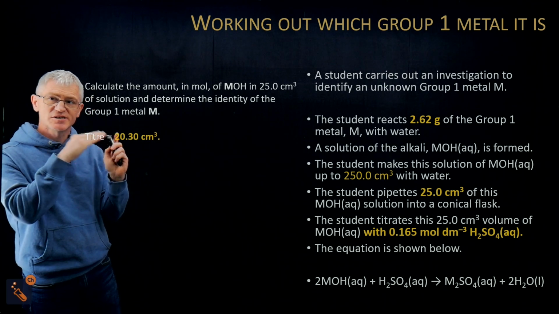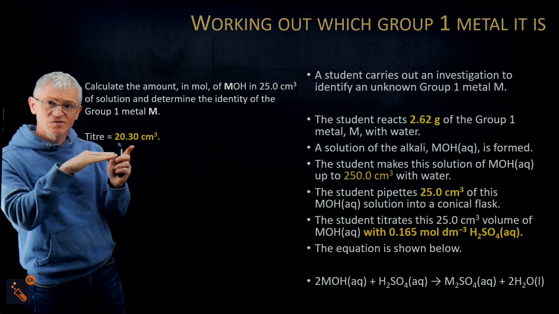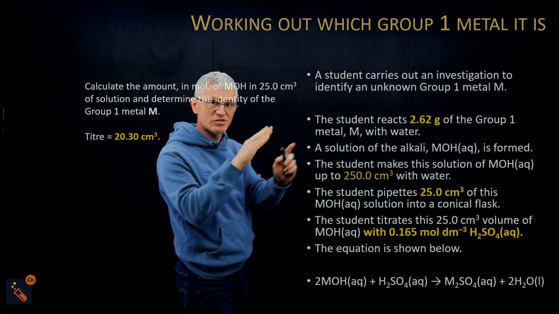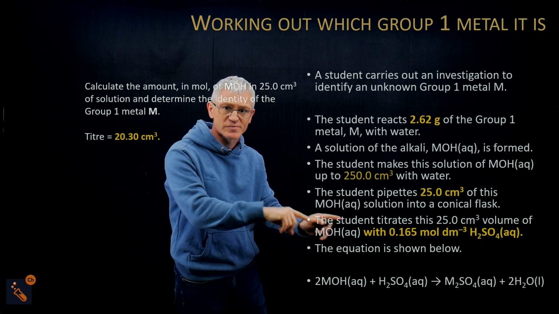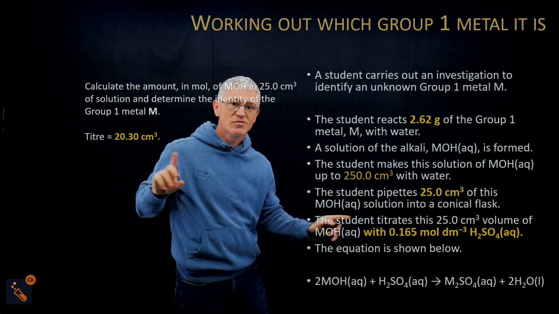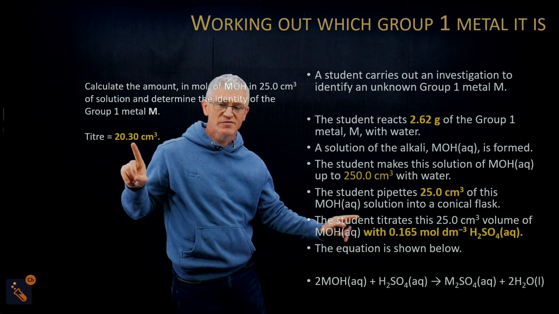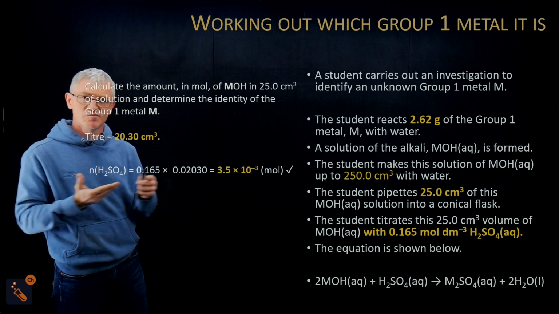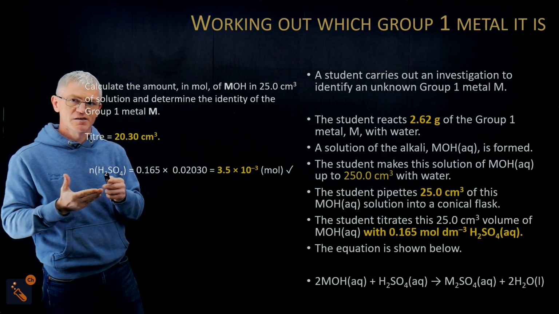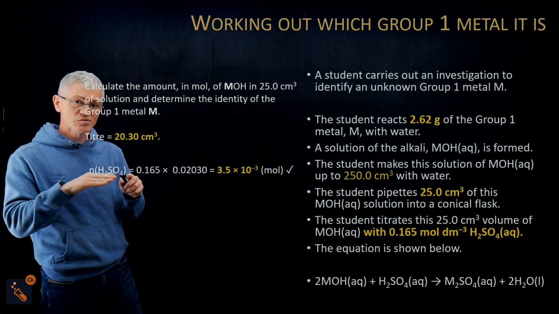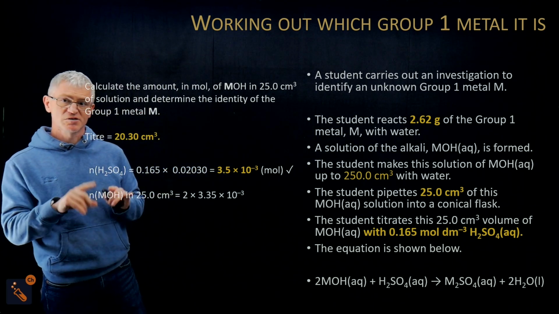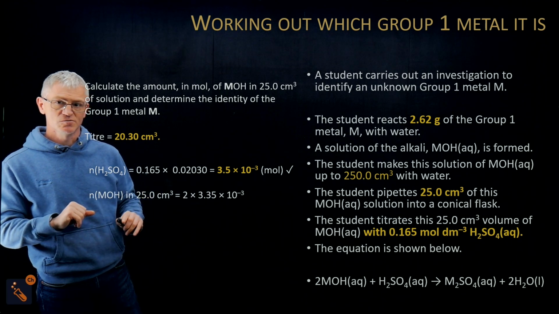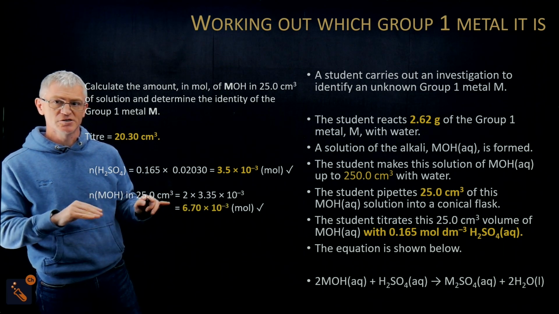So we're given a titre here, and we know from reading this that we're titrating the sulfuric acid against the MOH. Those two together, concentration and a volume, are going to create a number of moles of the H2SO4. We then need to convert it into the number of moles of MOH, and you can see MOH is a 2:1 ratio, so we convert it by timesing it by 2, and we get our moles of the MOH.